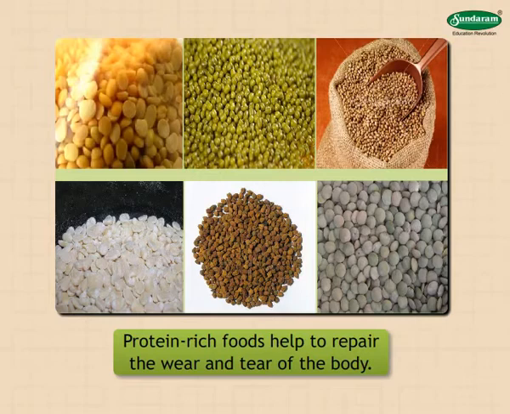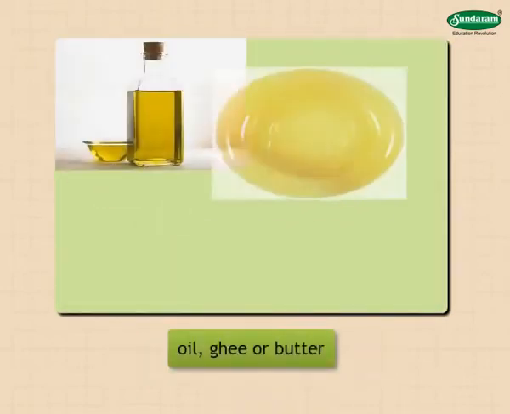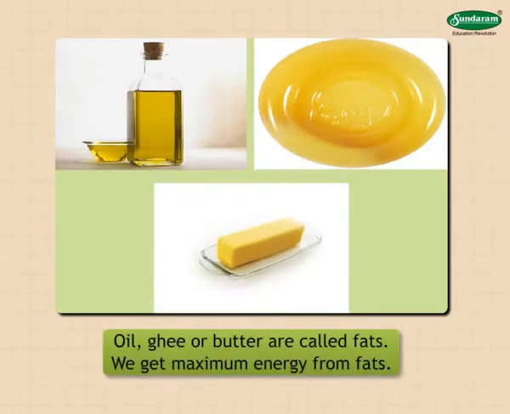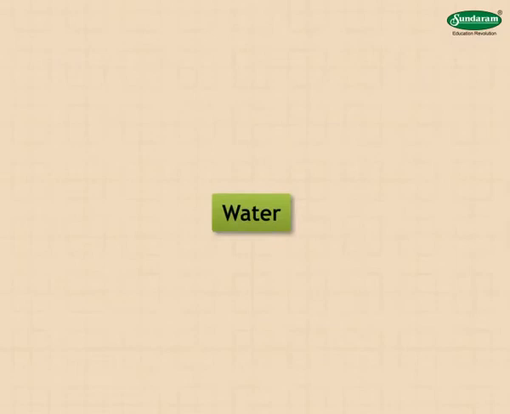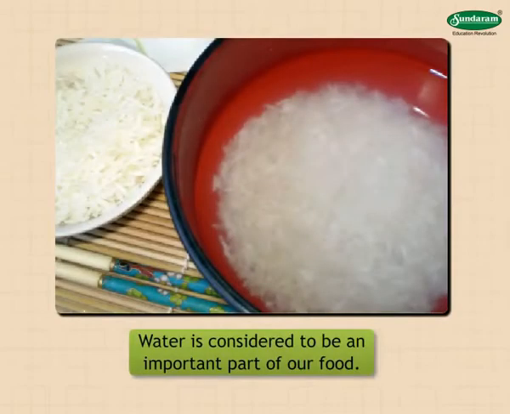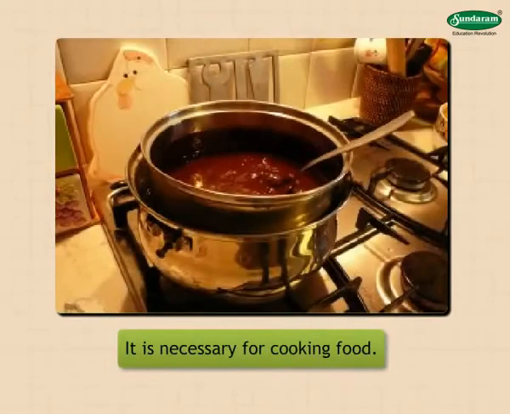We cook our food in oil, ghee, or butter. Oil, ghee, or butter are called fats. We get maximum energy from fats. Now that we have seen the constituents of food, let us learn about the importance of water. Water. Water is considered to be an important part of our food. It is necessary for cooking food.